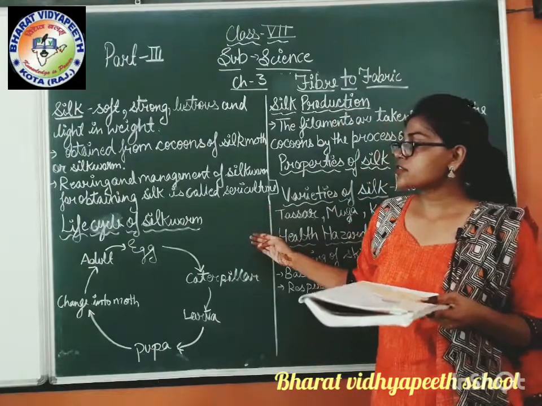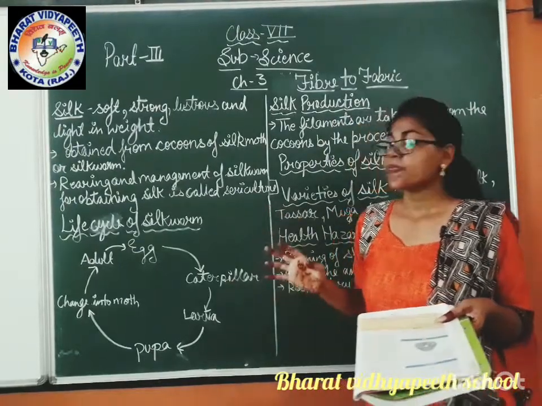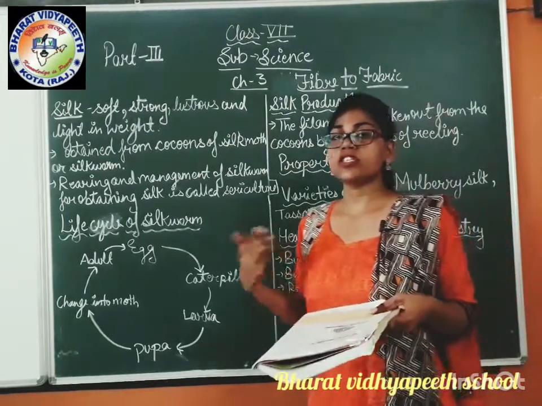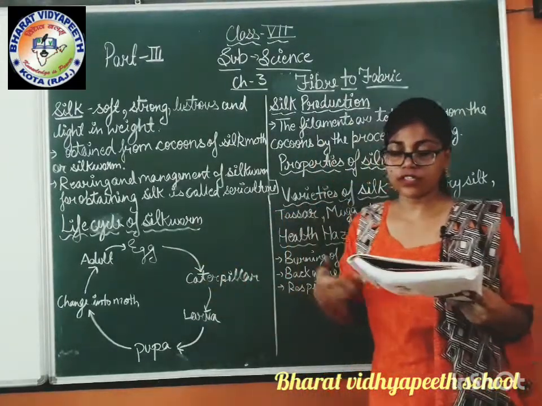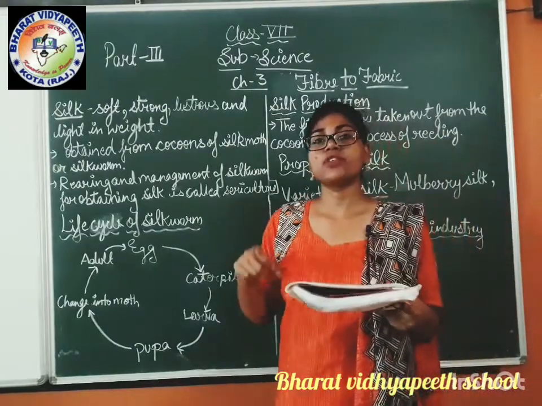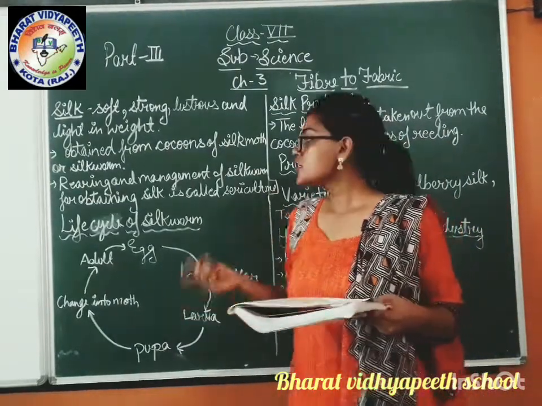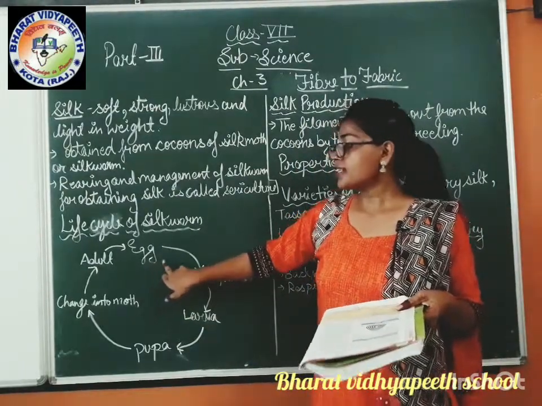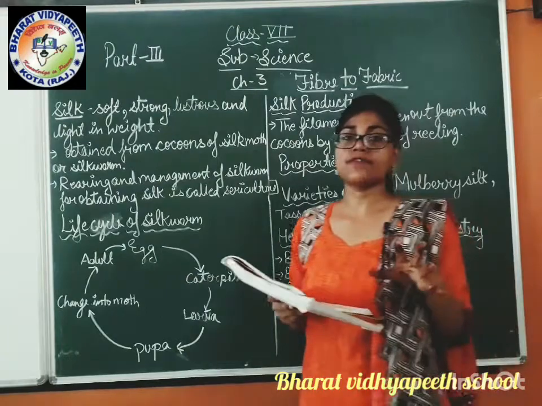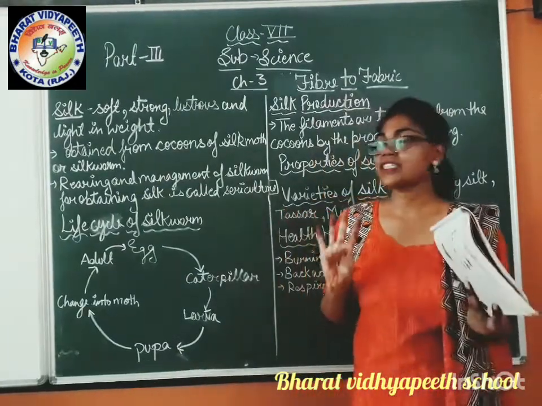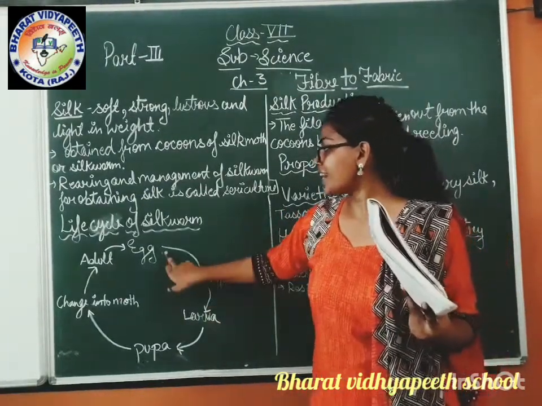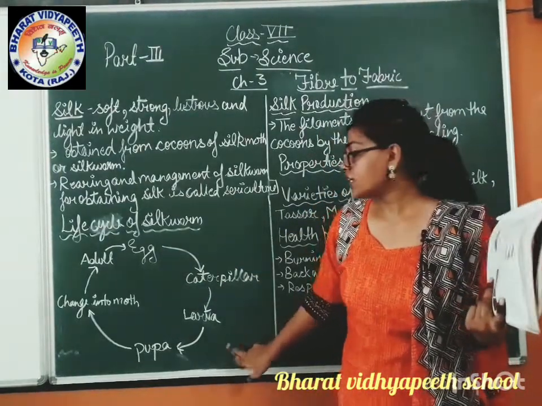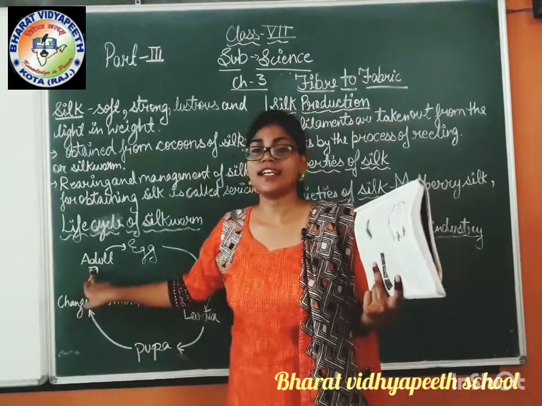After that, we are going to study about the silkworm. The life cycle of the silkworm: how the silkworm grows and what the different stages are which develop a silkworm from egg to a full silkworm. The first stage is the egg stage. The silkworm life cycle consists of 4 main steps: from egg to caterpillar, from caterpillar to larva, then pupa, and the last stage is the adult stage.